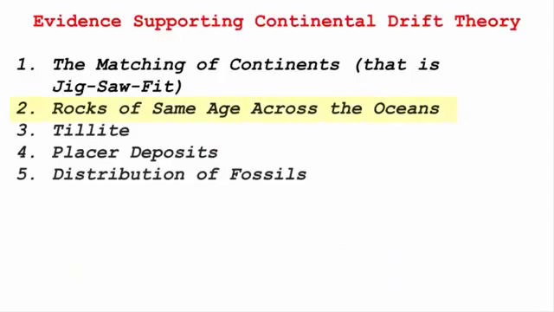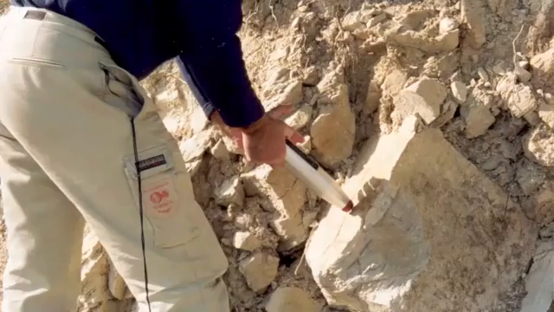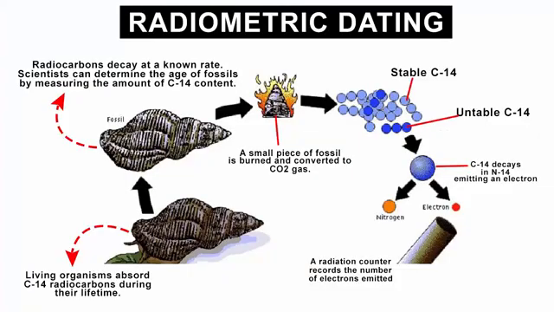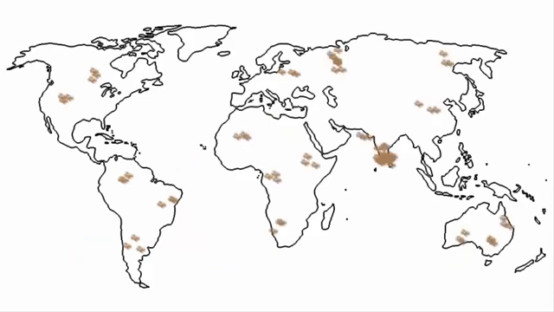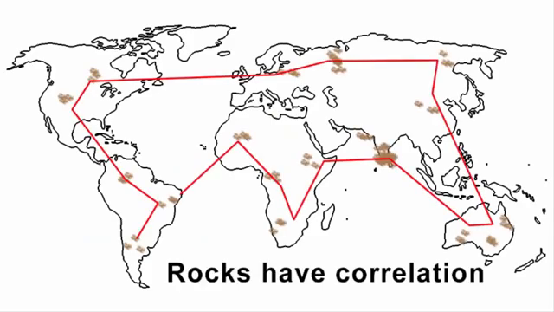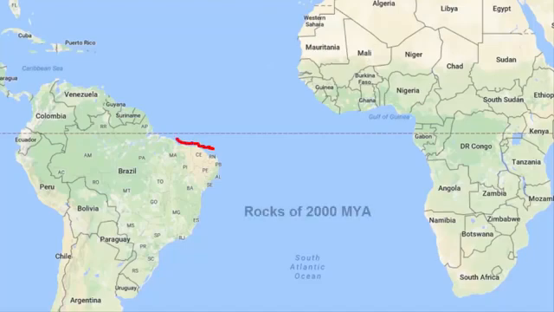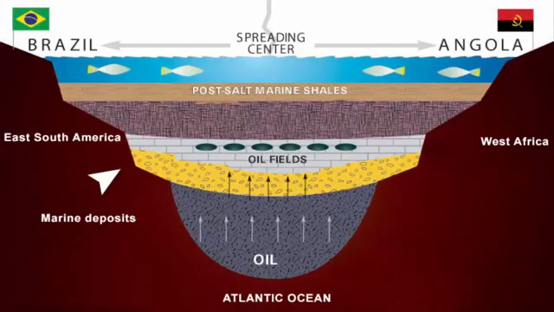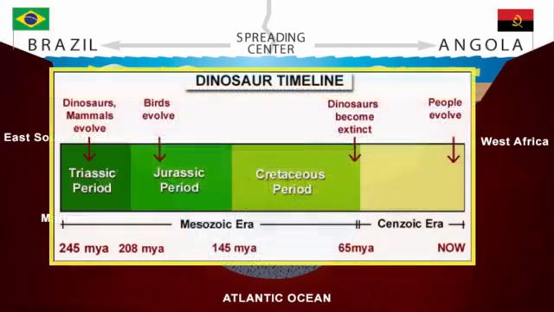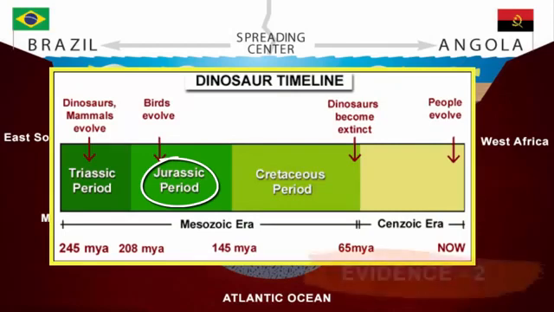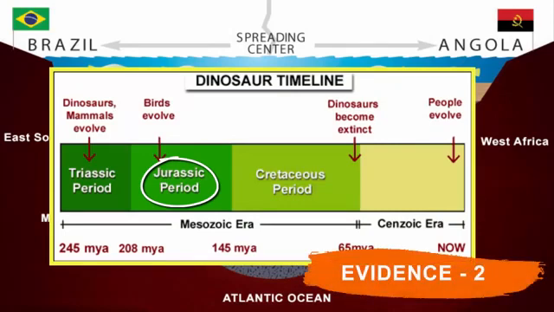The second evidence shows the rocks of the same age across the oceans. Scientists around the globe have tested rocks at various places by a method called radiometric dating. Radiometric dating is a technique used to date materials such as rocks or carbon. After using this technique, they came to the conclusion that rocks from different continents have a correlation. For example, the belt of ancient rocks of 2000 million years from the Brazil coast matches with those from Western Africa. It also suggests that the marine deposits in the region are from the Jurassic era. The Jurassic era is the second phase of the Mesozoic era, where the reptiles ruled the continents. And this forms the second evidence in support of the continental drift theory.